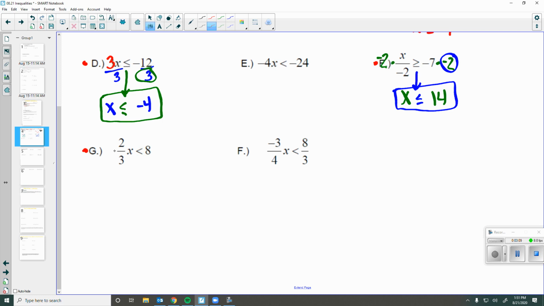To get rid of that fraction, we're going to do it as a 2-step problem. Our first step is going to be multiplying by 3 to get rid of that denominator. And then we're left with 2x is less than 24. Now it's back to those easy steps of dividing by 2, and it was all positive, so x is less than 12. Okay, so we're going to go to the next page.